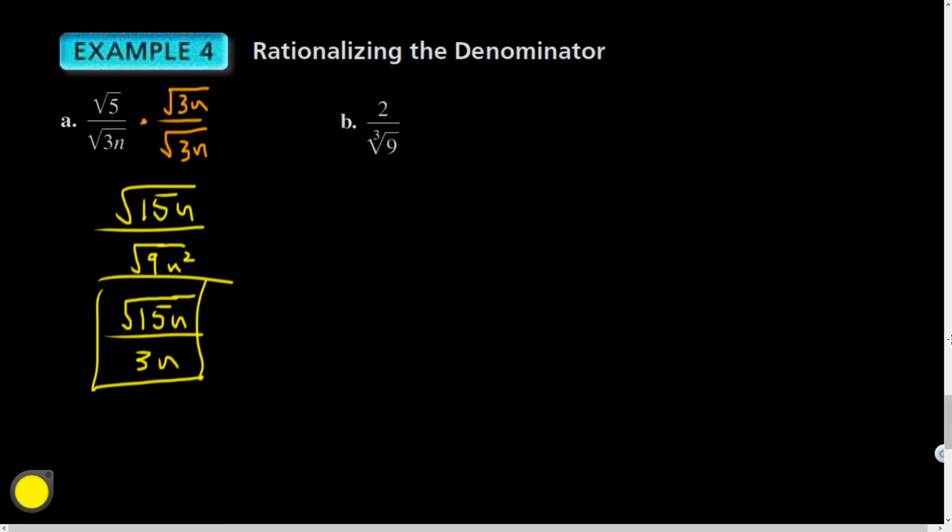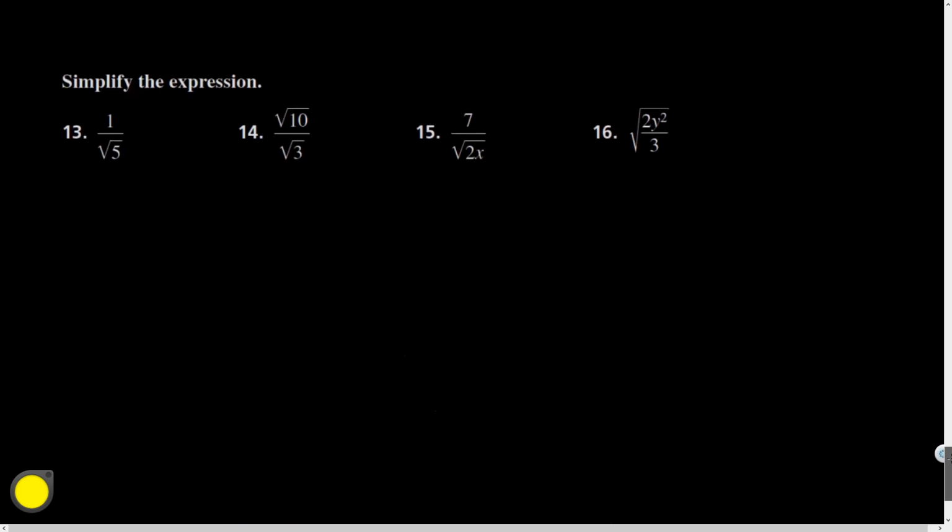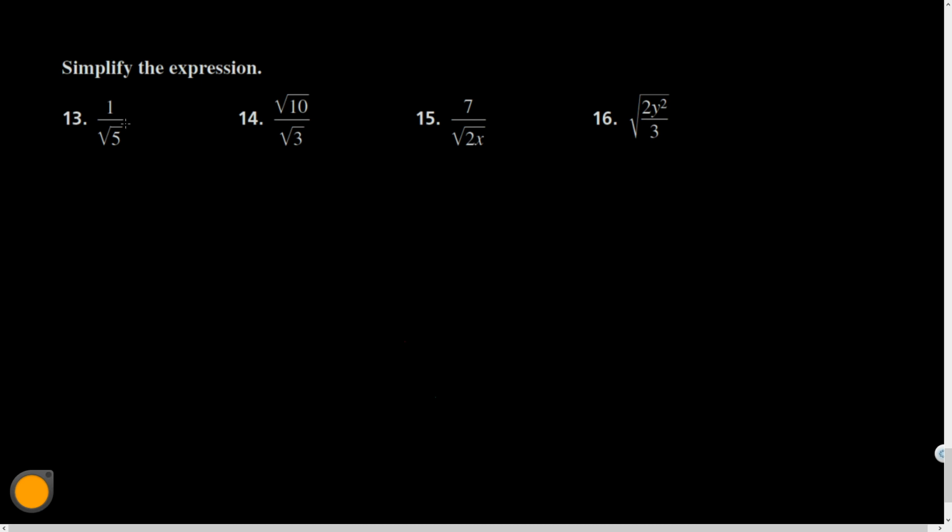Before I do part B, I want to take a look at a couple more of these. So what would I have to multiply this by to get rid of the square root in the denominator? Well, the square root of 5 times the square root of 5 is going to be just dandy, and so I'd multiply by rad 5 over rad 5 because that is the same as 1.